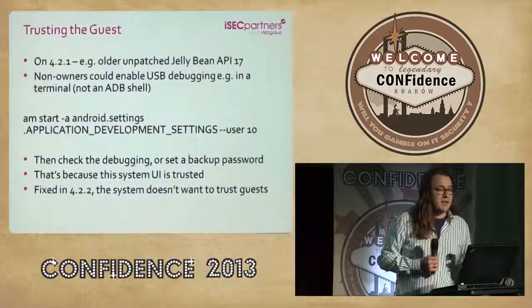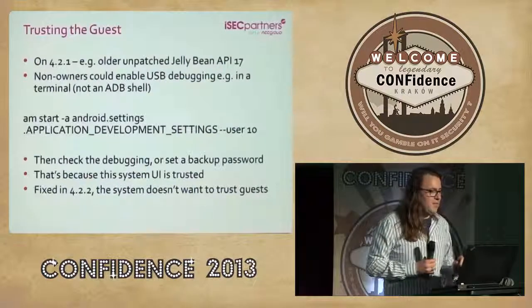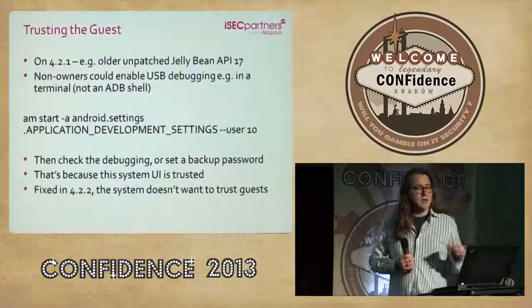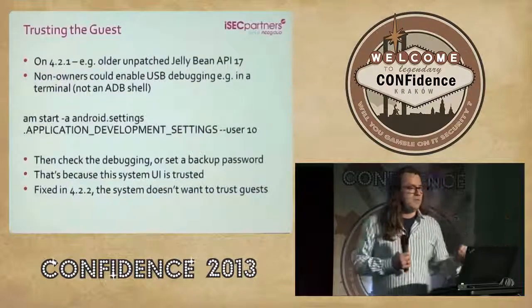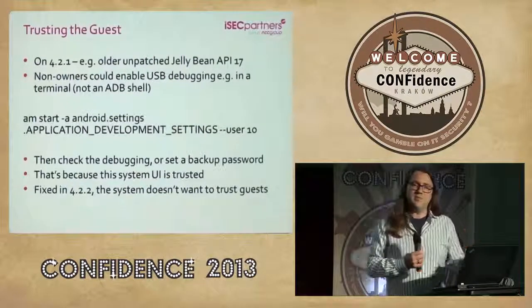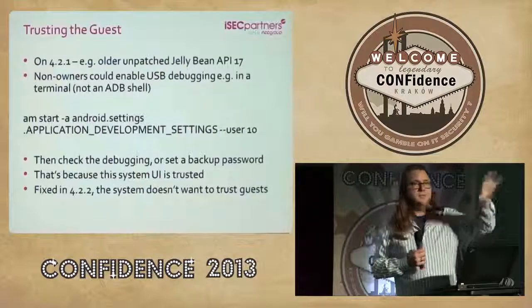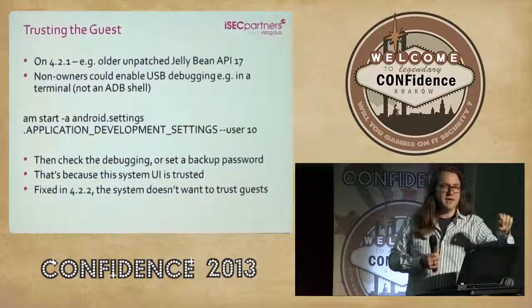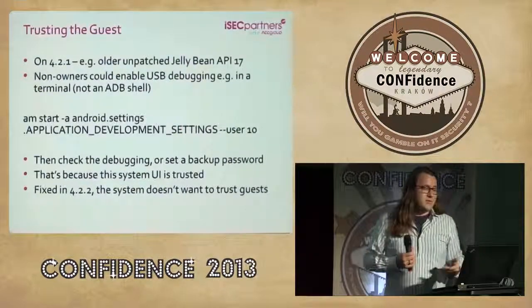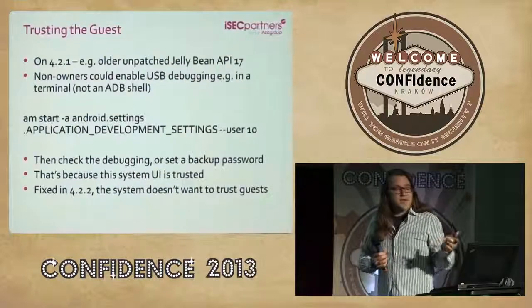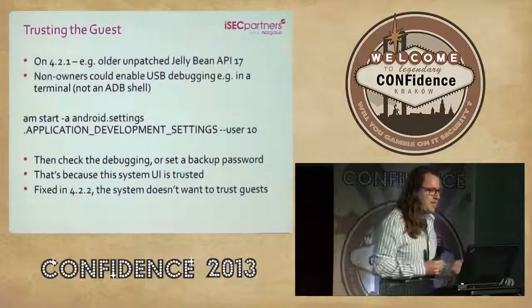The other way around is not supposed to be true. On the first version of Jelly Bean, 4.2.1, this unpatched version, the non-owners could enable USB debugging. If you went in through the UI, it wouldn't show you the UI. They'd block the UI. But if you went in with a terminal, not an ADB shell, just a normal terminal app, and you ran this am start application development settings, you bring up the UI, and then you can turn on USB debugging. And that thing has the right to make that change in the system. And that would let you do nasty things, like turning on debugging, or setting a backup password when they don't have one, so they can't change it because they don't know what it is, right? It'd be a big hassle.